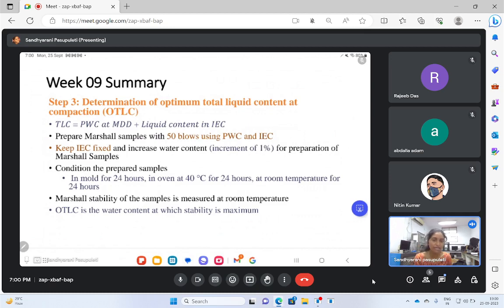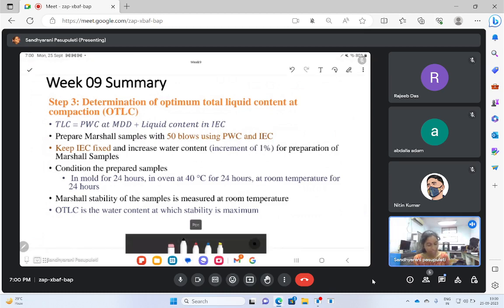In addition to that, we have some other extra water in the emulsion. That water is required to keep the bitumen suspended, that means to maintain the low viscosity of the bitumen. Now we have calculated the pre-wetting water content at maximum dry density. In addition to that, we also have the liquid content in the emulsion, the initial emulsion content. These two together are called the total liquid content.